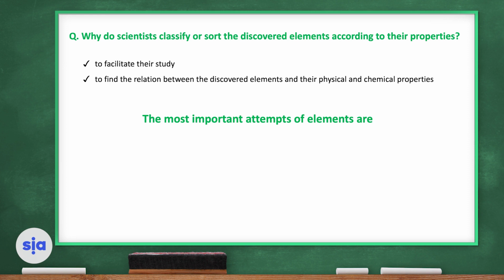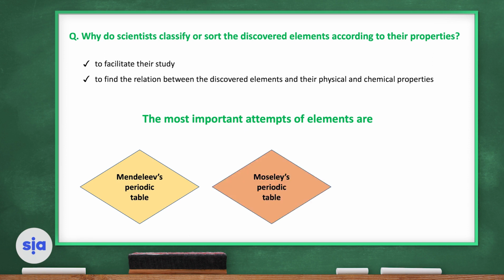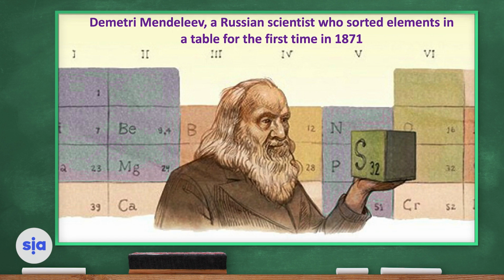The most important attempts of elements classification are Mendeleev's periodic table, Moseley's periodic table, and the modern periodic table. It's obvious that Mendeleev's is the oldest and the modern periodic table is the recent one. Let's talk about Mendeleev's attempts of classifying elements. Dmitry Mendeleev was a Russian scientist who sorted elements in a table for the first time in 1871.